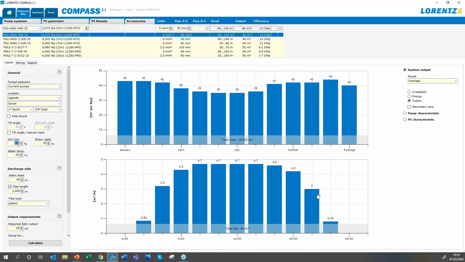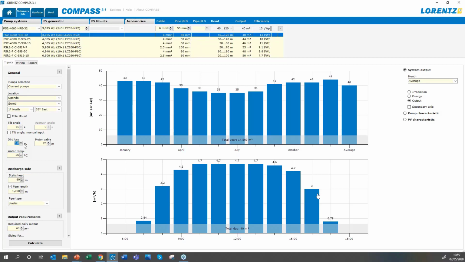If you are installing in a location which is extremely dusty, and you know it's really dusty, with no rainfall, so no chance to clean modules, then you might want to increase that. But I would say 5% is a fairly good number. So this is the losses that you'll see on power production from the PV modules.